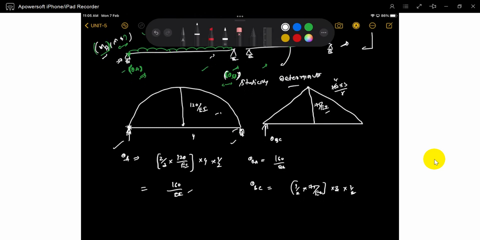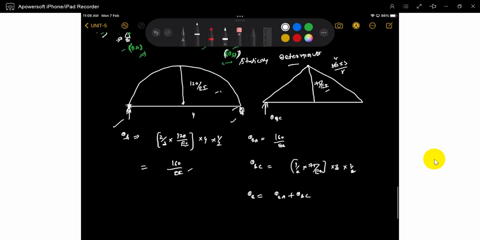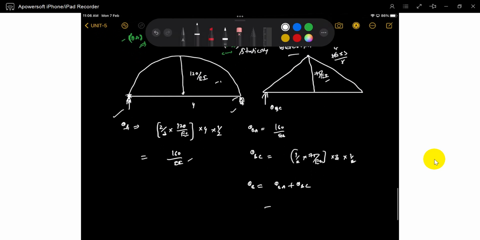So 2 doesn't get multiplied. Okay. Now finally it is theta B. Theta B is these two combination. Are understood? These two combination will get it. So what is that value? That value is 216.25 by EI. So these are the two fixed.